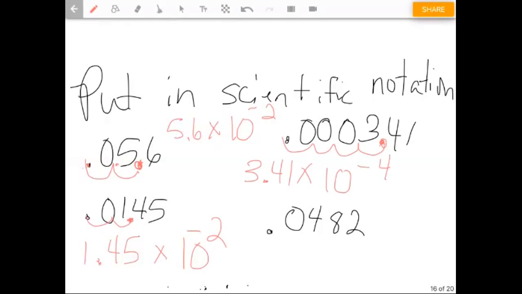So if you tried this, you'd have the 4.82 would be between 1 and 10. And then you have to go back 1, 2, so it'd be times 10 to the negative 2.